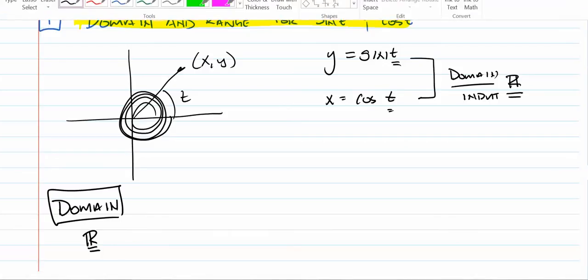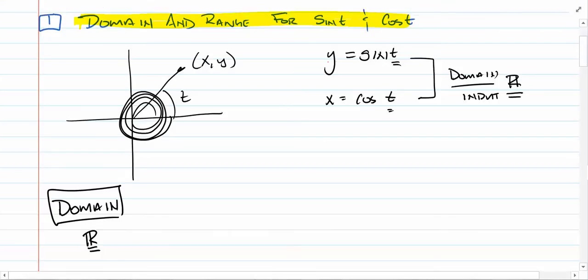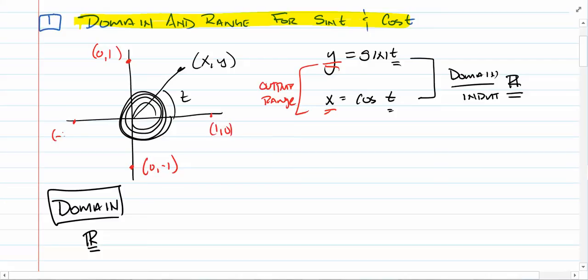The range, however, is a little bit different, because the y and the x stand for your outputs, or, of course, the range. If you think about it, the biggest output we could get occurs at two spots here: the point (0, 1) and the point (0, -1). So the biggest outputs we could have here would have to be 1 and -1 for the sine. And then if you go over here and here for the cosine, this is the point (1, 0) and this is the point (-1, 0).